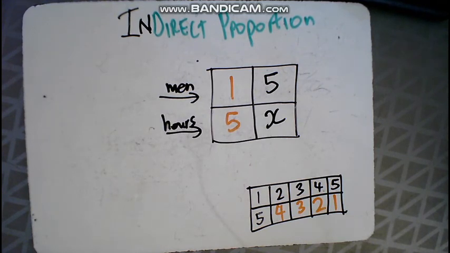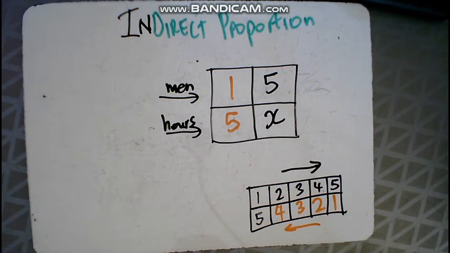This is what we call an indirect proportion. Notice in the top row the numbers are increasing. In the bottom row the numbers are decreasing. This is how we recognize indirect proportions. Top row the numbers are getting bigger, bottom row numbers are getting smaller. In other words, they're changing in opposite directions.